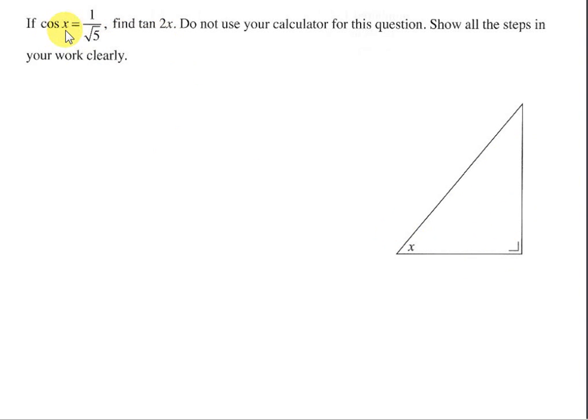Now, the cos of an angle is the side adjacent to the angle divided by the hypotenuse. So what we do is we draw a rough sketch of a right angle triangle, make the side adjacent to x 1, make the hypotenuse root 5. So cos x is 1 over root 5. From this we can find the tan of x.